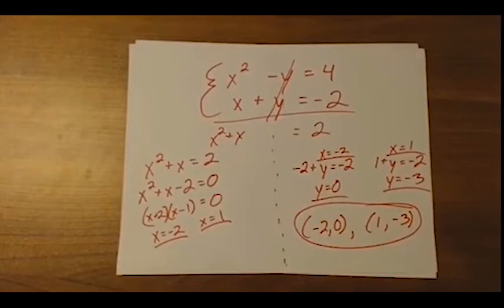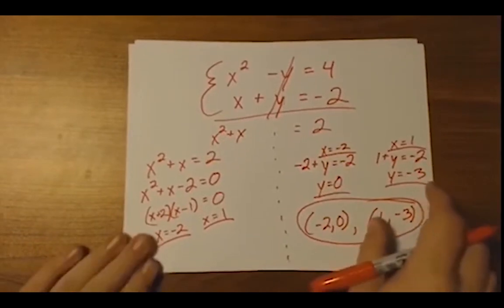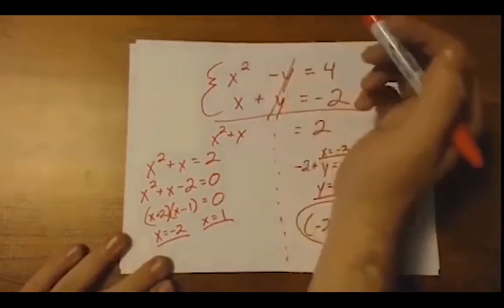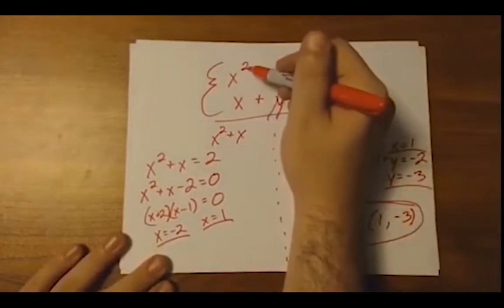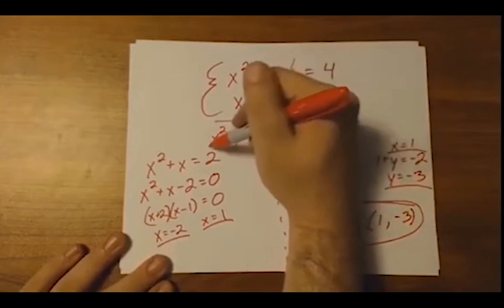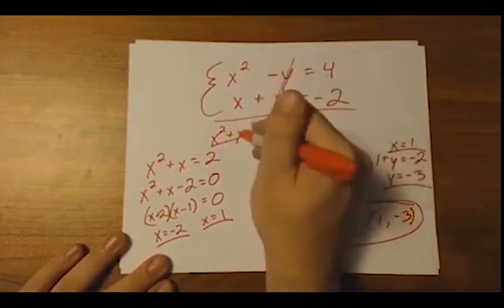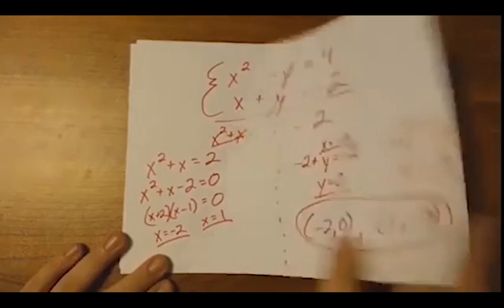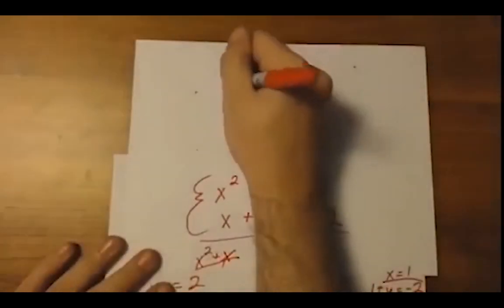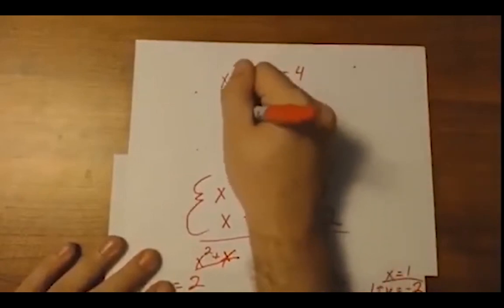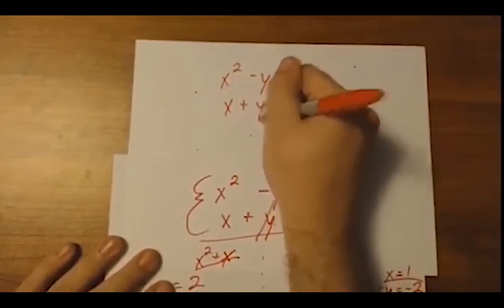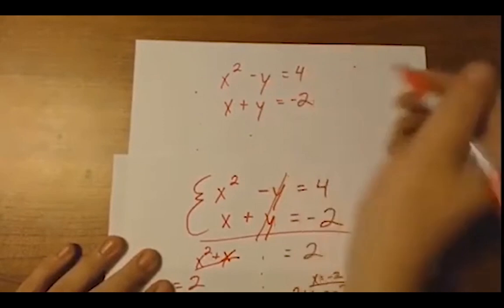So that was using elimination. Again, just remember, this is not going to be 2x. X squared plus x, there's nothing you can do to that. It's just x squared plus x. Okay, let's do it again the way they asked us to. We'll see we get the same answer.